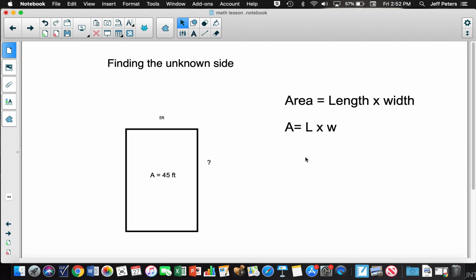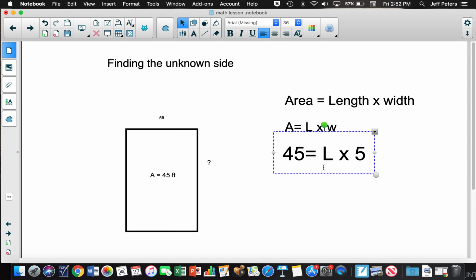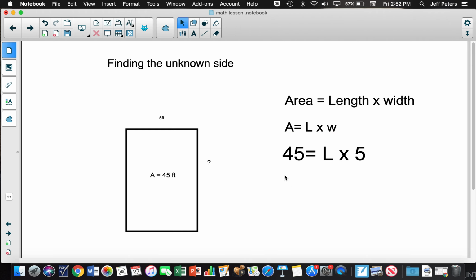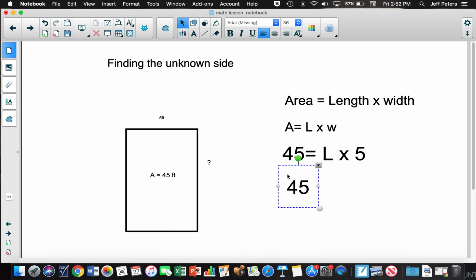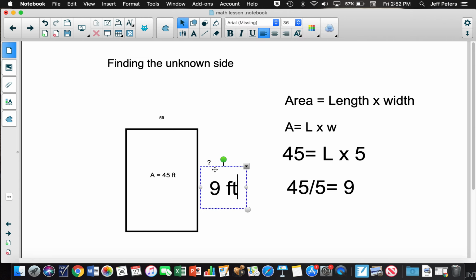So we know that the area equals length times width. This time we have the area, and we don't have the length, but we have the width. So 45 equals the length times 5. So we can do 45 divided by 5, which equals 9. So that means that our missing side here is 9 feet.